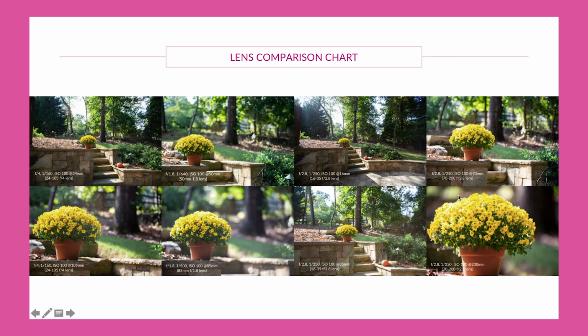And then I zoom in close to 200 and here I'm completely isolating the mum. I'm getting tons of background blur. I can't even tell what I'm in front of. It's completely gotten rid of the background. And so you can see how each of these lenses has a different look and feel. So depending on what you're shooting, you will find the ideal lens.